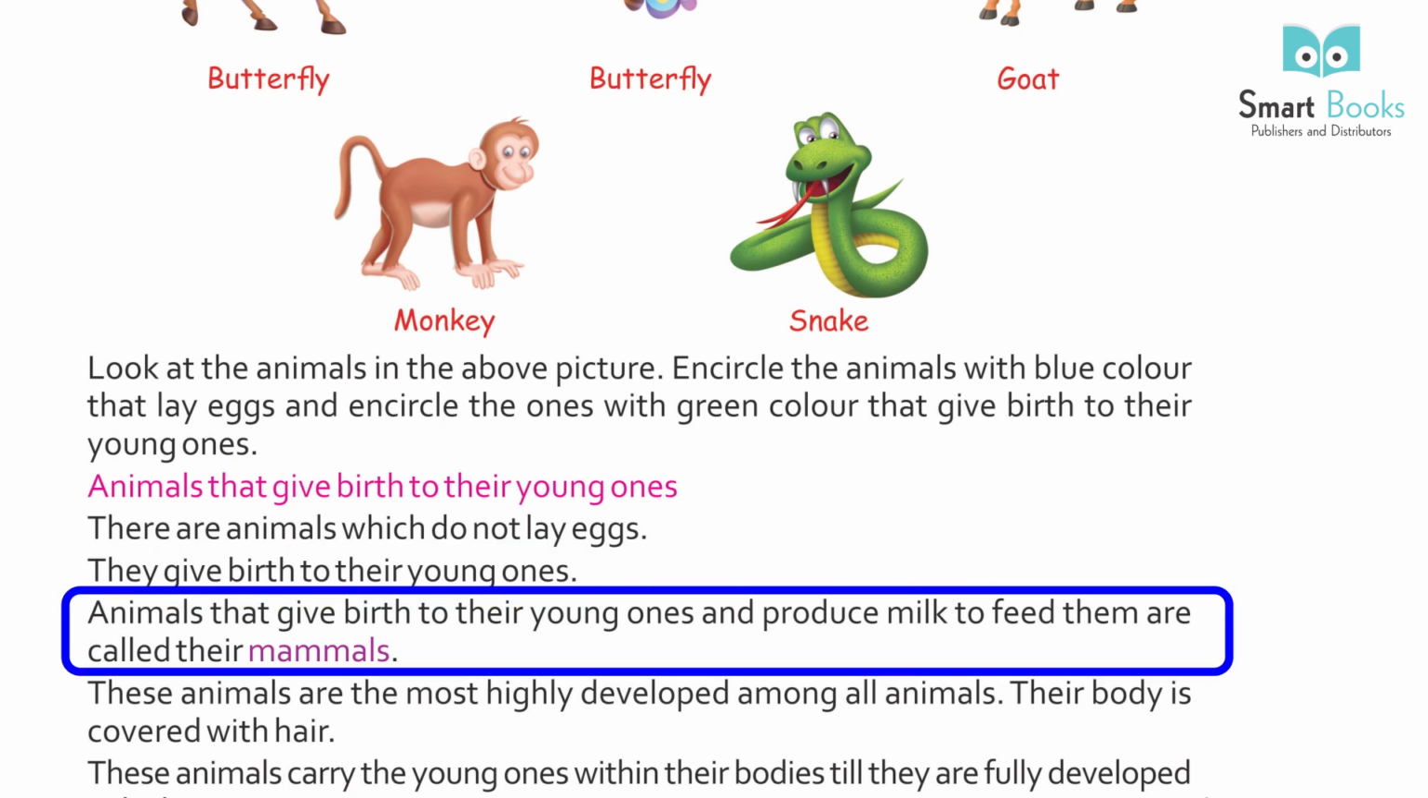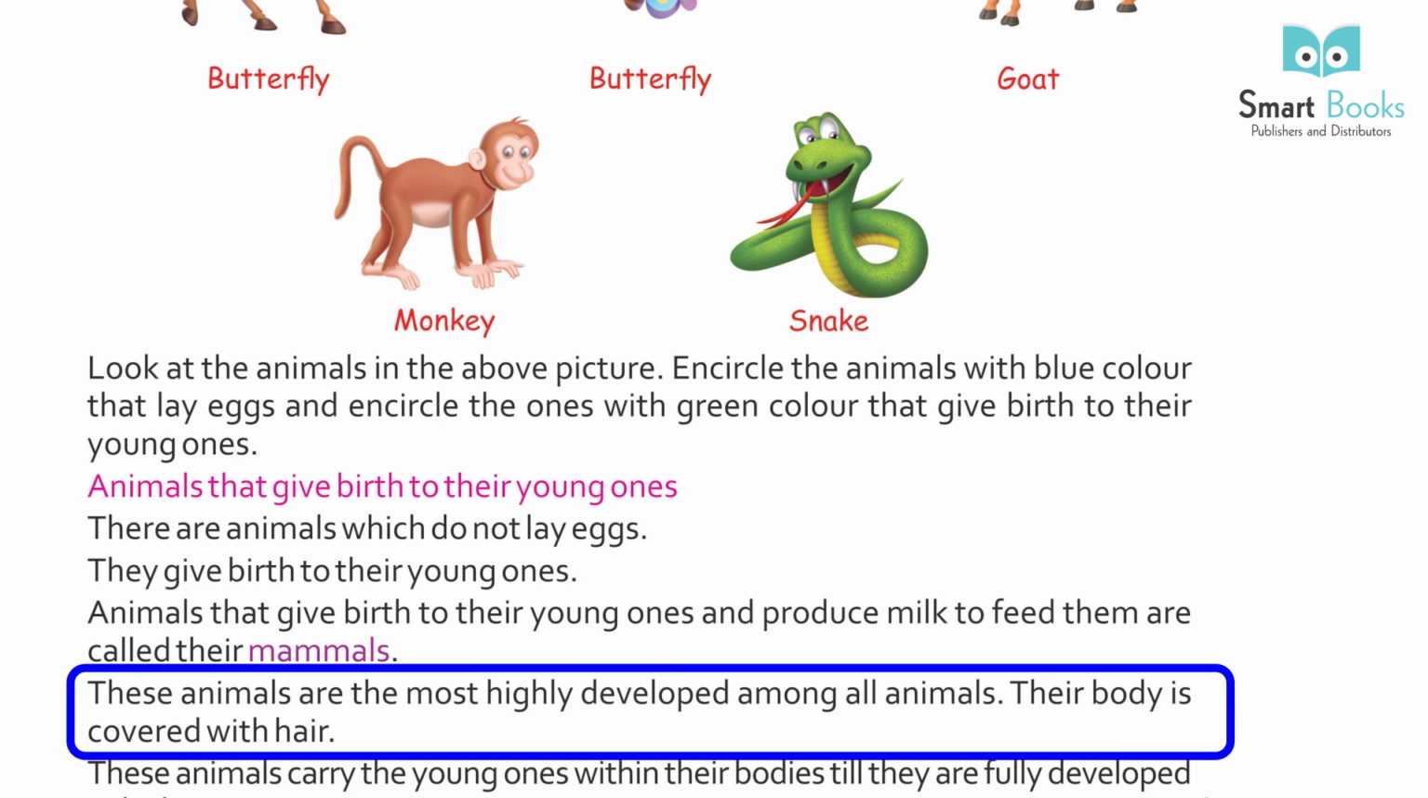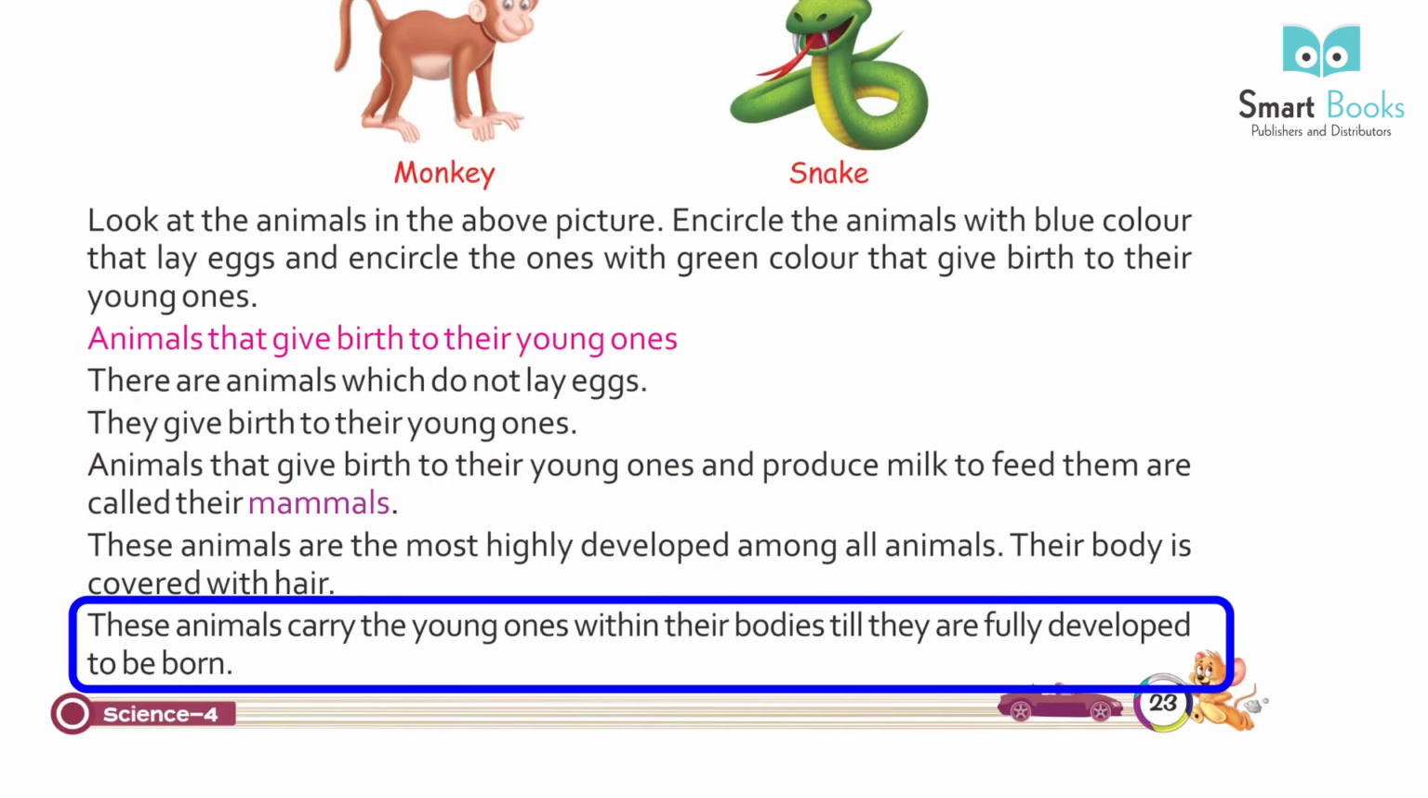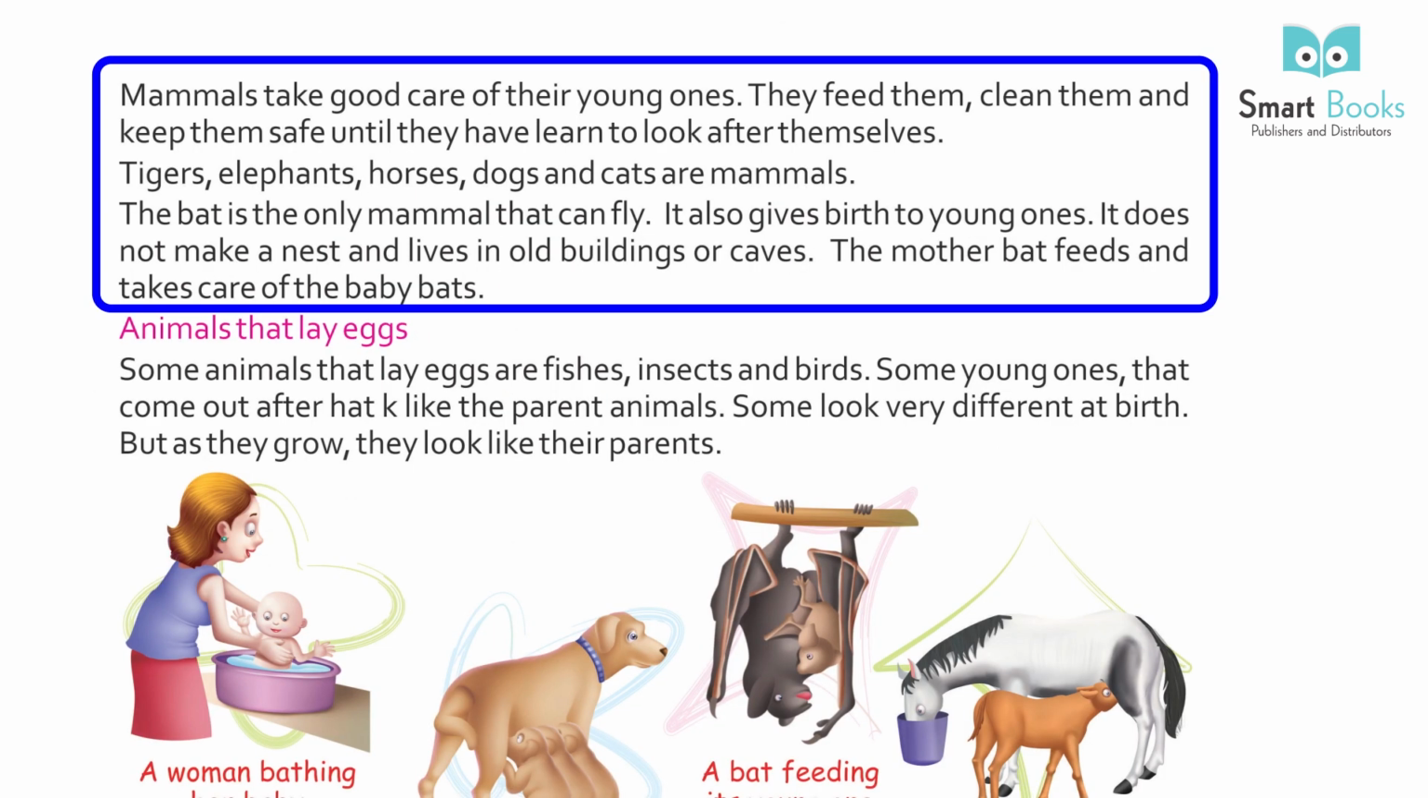Animals that give birth to their young ones and produce milk to feed them are called mammals. These animals are the most highly developed among all animals. Their body is covered with hair. These animals carry the young ones within their bodies till they are fully developed to be born. Mammals take good care of their young ones. They feed them, clean them, and keep them safe until they have learned to look after themselves.